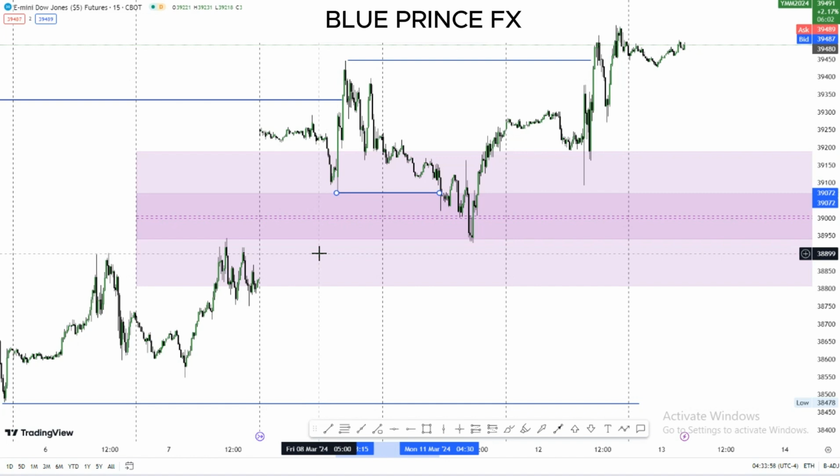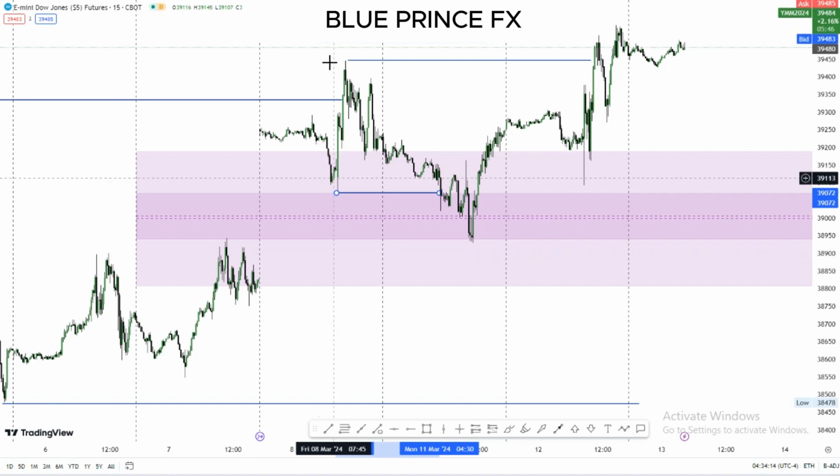Fair value gaps do not have liquidity. Get that into your head, right? Fair value gaps do not contain liquidity. Liquidity is found in highs and lows, both external and internal. Internal lows or internal highs, or external highs and external lows. Right? So now we have our buy side liquidity, we have our sell side liquidity here.